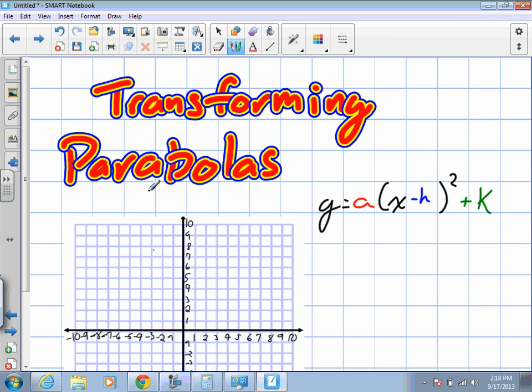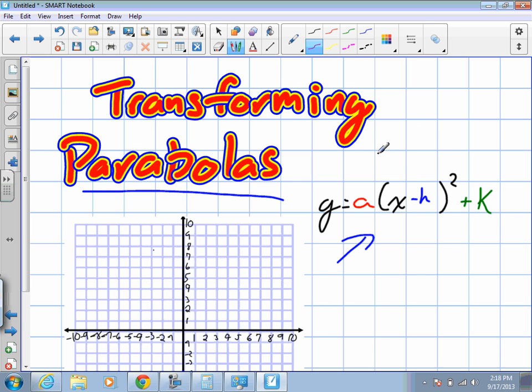Okay, we're going to go over transforming parabolas. Now, this is our vertex form again. Okay, so this is vertex form. In the last video of transforming parabolas by hand, we talked about how to graph a. So we're going to focus on h and k.